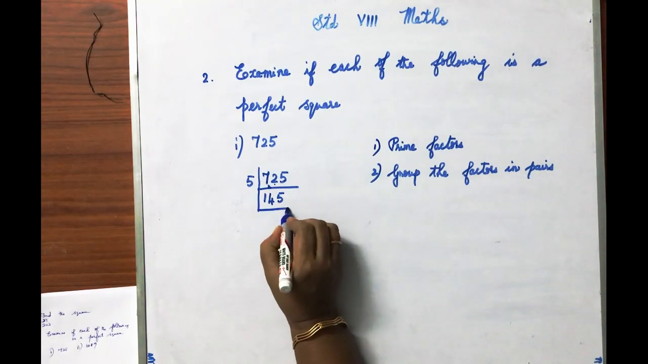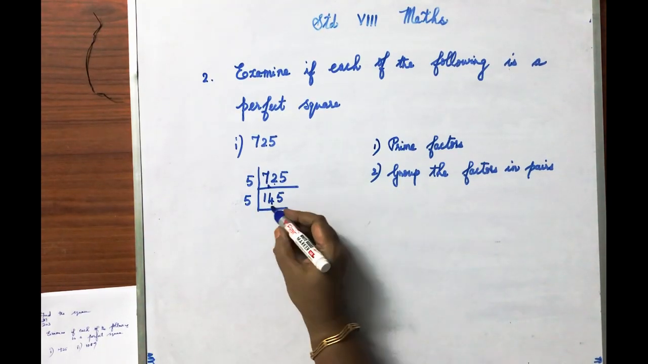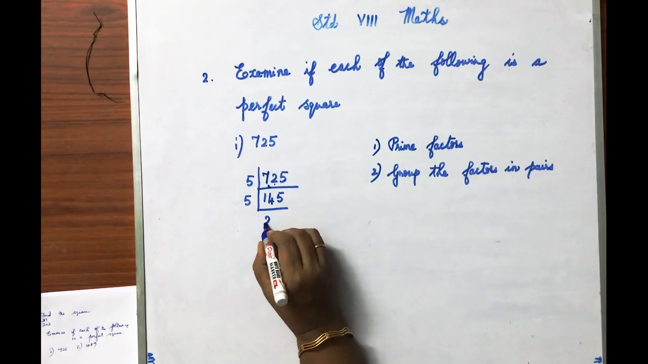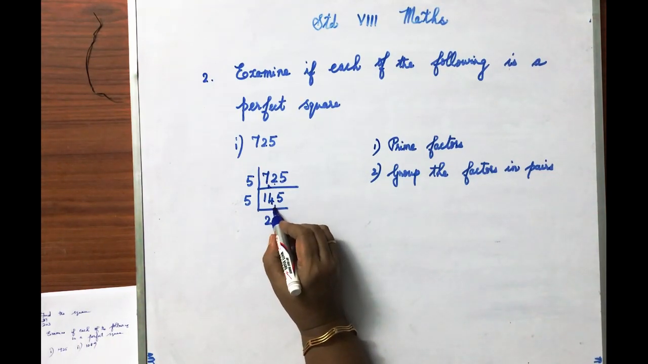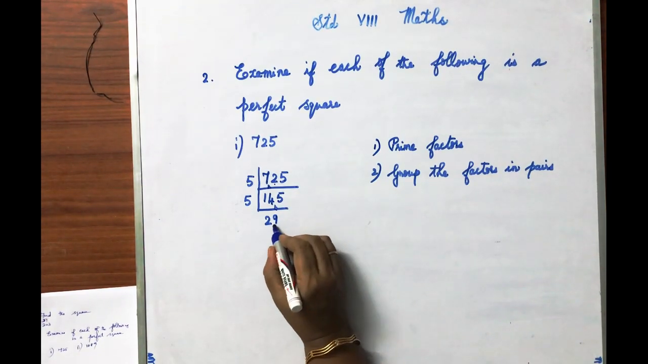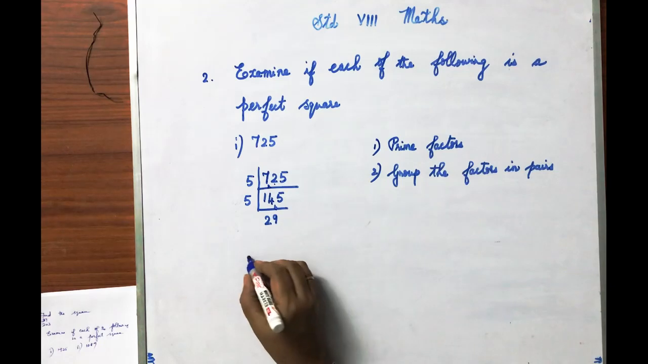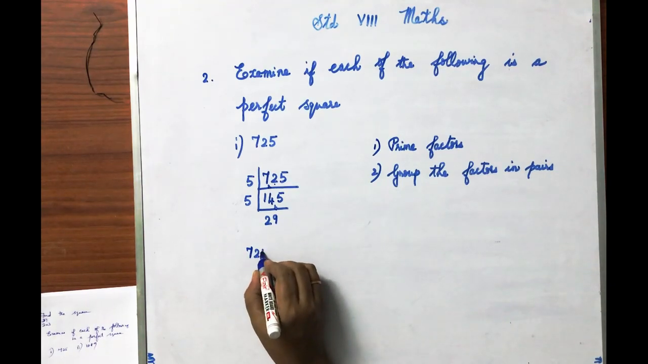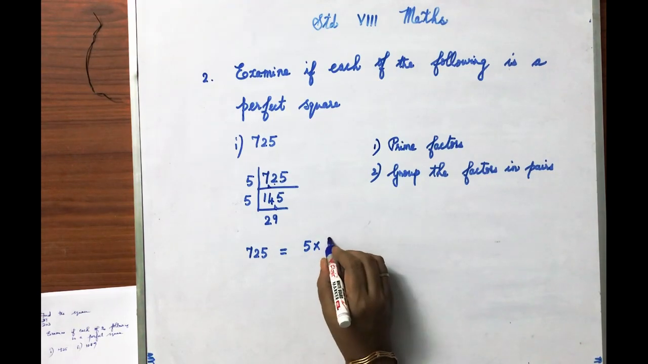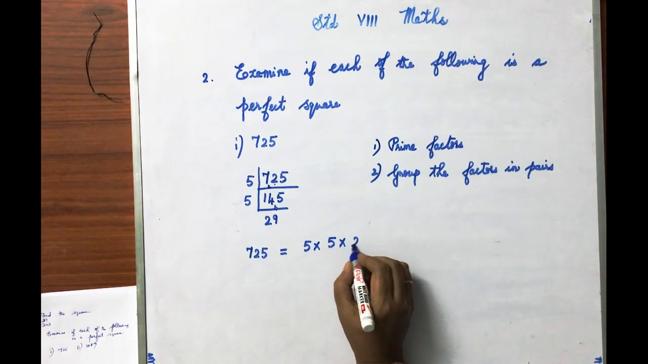Again last digit is 5. So we can divide by 5 table. In 14, 2 5s are 10. Balance is 4. 45. So 9 5s are 45. This is the prime number. So we can stop. So 725 is equal to 5 into 5 into 29.